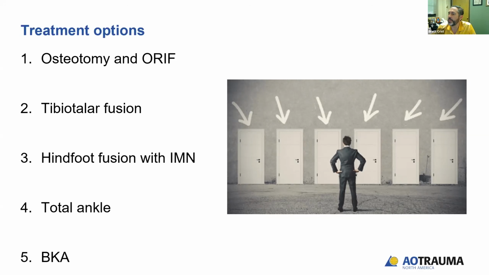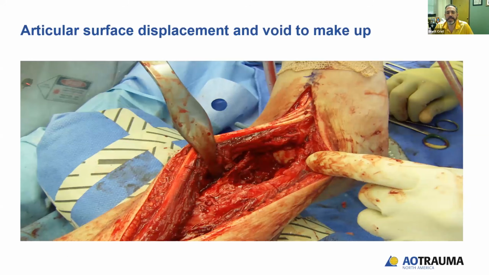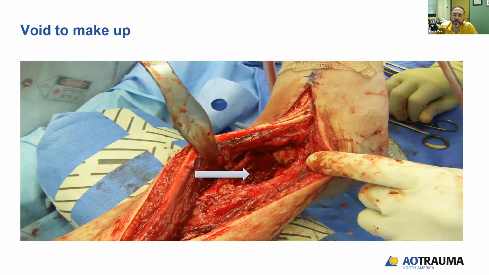Any other thoughts, or is everybody on the same page as Tim? Okay. Since we're getting close to time, I'll move through it. So I did an extensile anterolateral exposure. You can see that's part of her joint surface, and that's part of her joint surface. And this is the amount of bone void that she had.